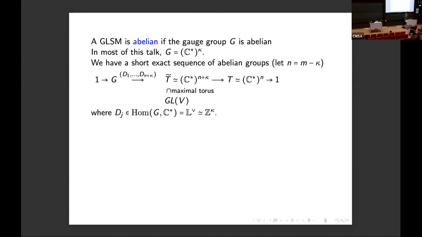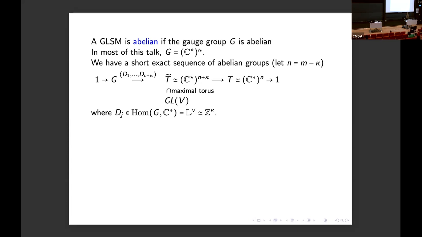So then we can just diagonalize the action. We may assume that G is embedded in the diagonal torus, which we assume is M plus kappa dimensional, where kappa is the dimension of the gauge group and N is the dimension of the quotient curly X or X. And then this embedding is just given by M plus kappa characters, which we call D1 up to D_{M+kappa}.